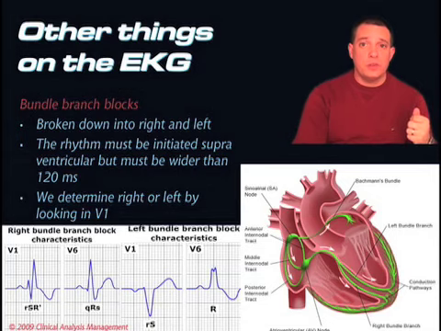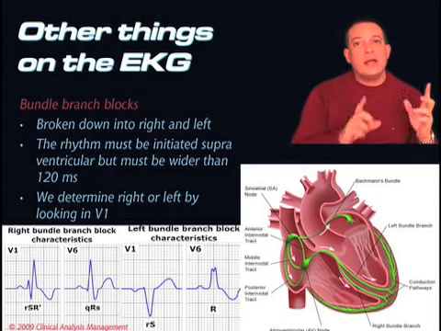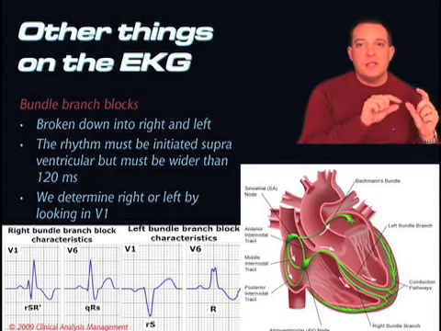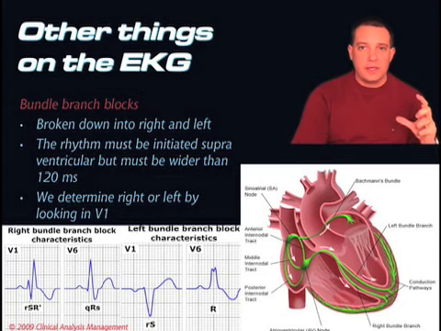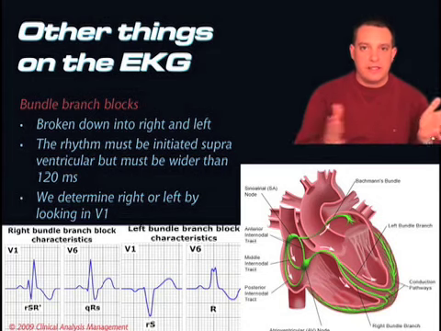But it's wider than 0.12. So how do we know it's wider than 0.12? Remember, we said that if it's wider than 3 little boxes. Or the other thing is, we can actually look up at the top of our EKG where it says QRS duration and see if it says it's wider than 120 milliseconds. Now remember, in order to make the diagnosis of a bundle branch block, we only have to have the QRS wider than 120 milliseconds in one lead. So it doesn't have to be wider than 120 milliseconds in every lead. It's just got to be in at least one lead.